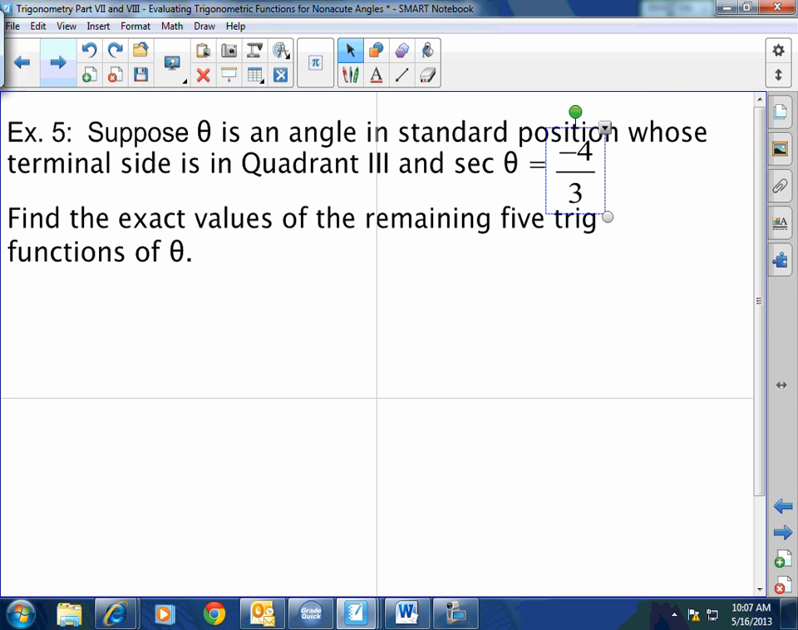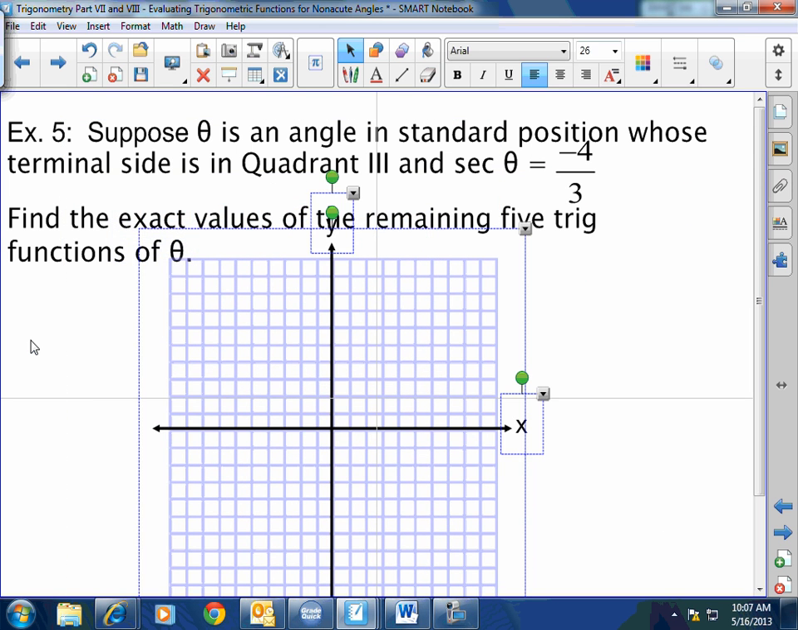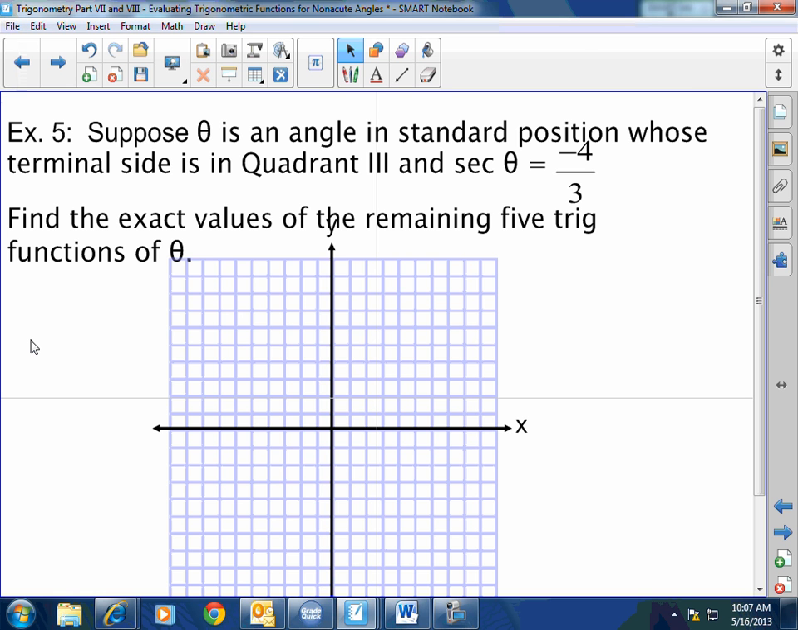Okay, guys, let me finish this up for you. Suppose that theta is an angle in standard position whose terminal side is in quadrant 3, and the secant of theta is negative 4 over 3. Find the exact values of the remaining 5 trig functions. Well, go ahead and get a little graph out. You know that the point that this angle has stopped at is negative 4, 3. Okay, so it's in the third quadrant. So I'm going to have to make a third quadrant here. Actually, let me make this easier for you.